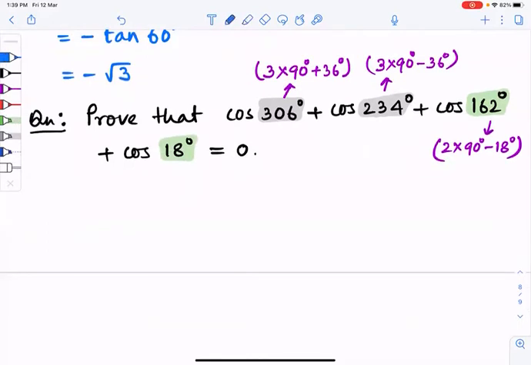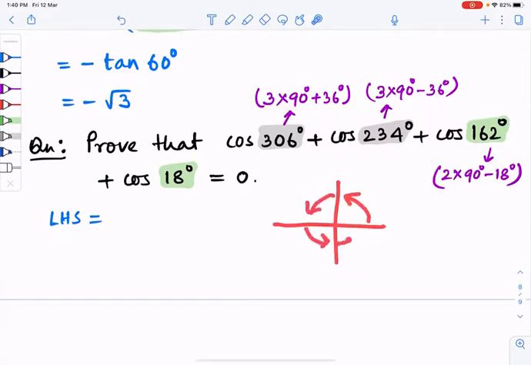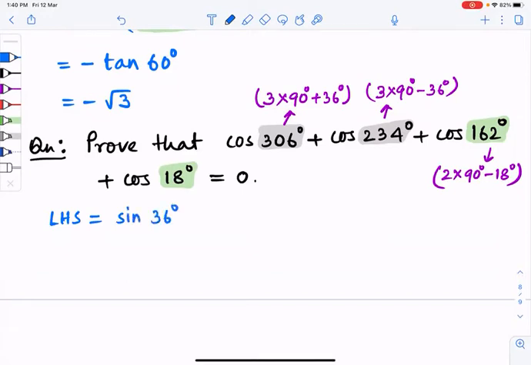So therefore, I can write our LHS is equal to, this is 3 times 90 plus something. 3 times 90 means, let us check, 190, 290, 390 plus 36. So here, fourth quadrant cos is positive. And then 3 is an odd number, so cos will be sine. So it will be sine of 36 degrees. You have to write one step here.